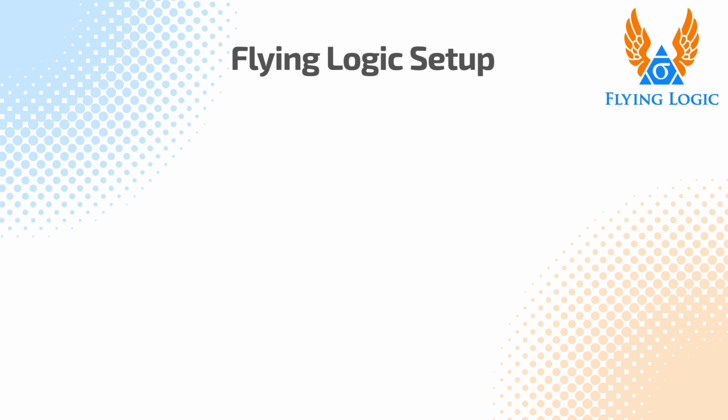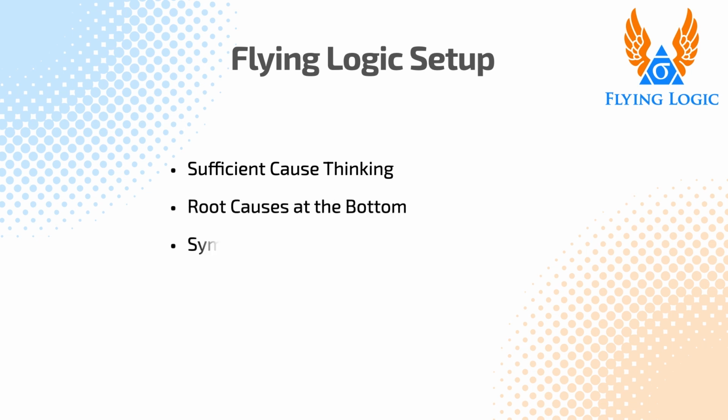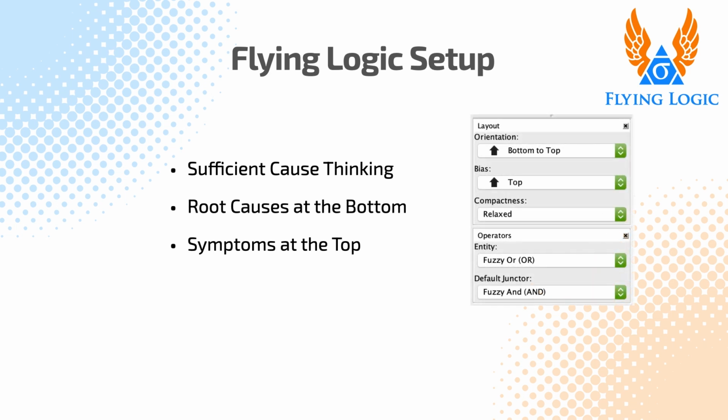A current reality tree is based on sufficient cause thinking, and this is how Flying Logic documents are set up when first created, so you do not need to do anything special with the operator's pop-up menu to start creating your current reality tree. Most current reality trees are drawn with root causes at the bottom and the symptoms at the top, so you may want to use the operator's pop-up menu to change the orientation of your document from bottom to top.